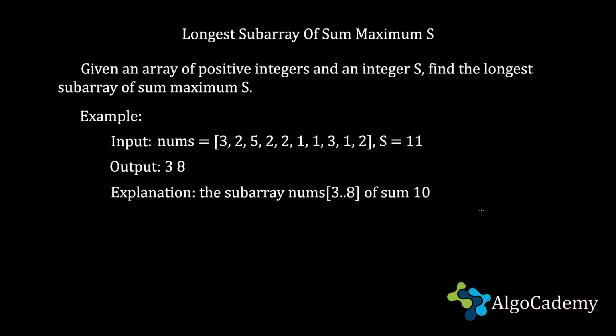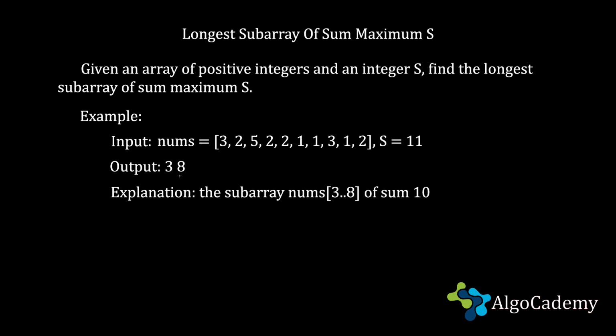The problem is called the longest subarray of sum at most s. We are given an array of positive integers and another integer s, and we should find the longest subarray of sum at most s. If we take a look at this example, we can see that we have the array nums of length 10 and our maximum sum, the s, equals 11. Now, the answer for this example is 3, 8. So we need to return the start index and the end index of the answer subarray, right?